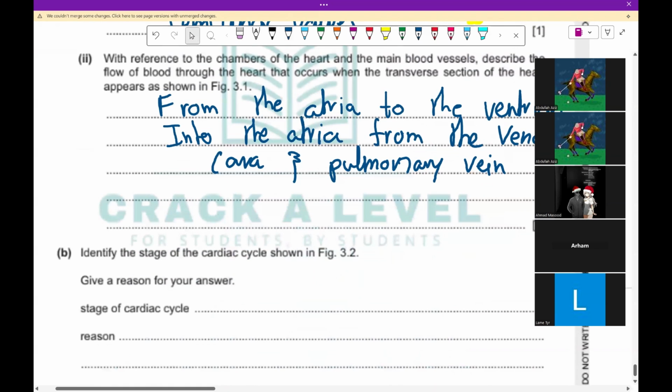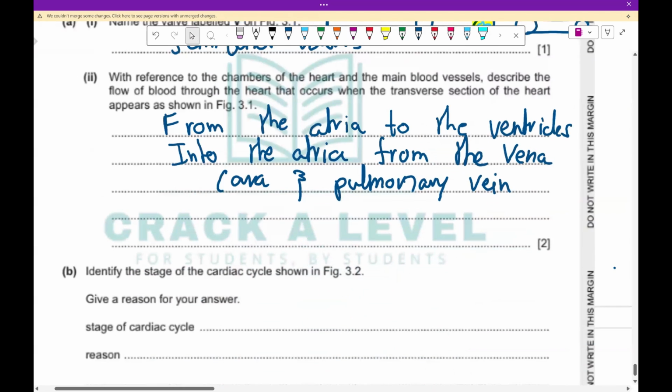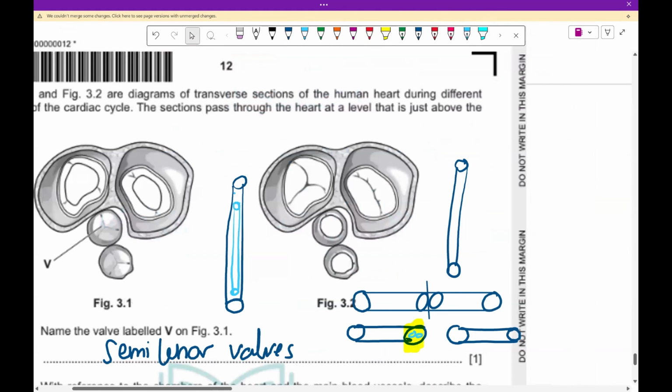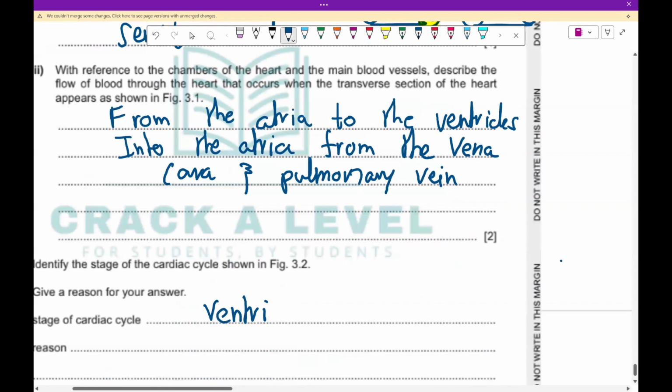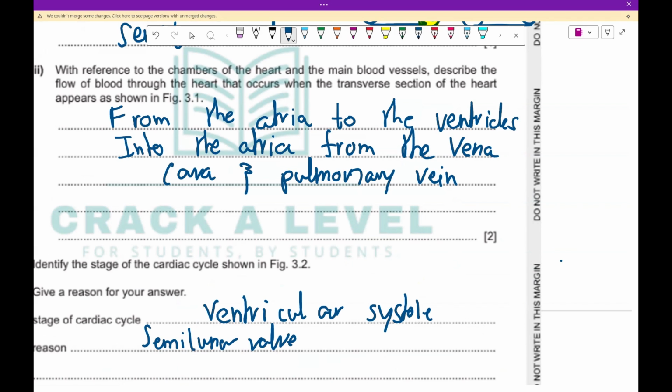Identify the state of the cardiac cycle shown in figure 3.2. In figure 3.2, the atrioventricular valves are closed and the semilunar valves are open. So that means that the stage is ventricular systole, since blood is being pushed into the aorta and the pulmonary artery. The reason is simple: semilunar valves are open. Or you can write the atrioventricular valves are closed.